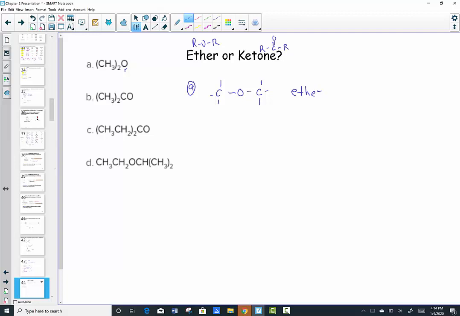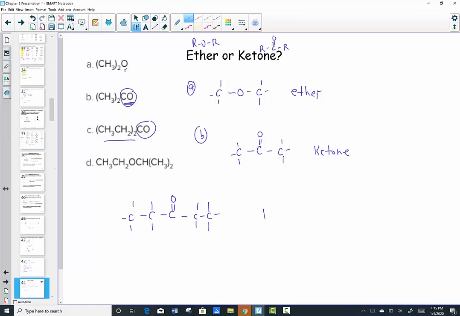Here's letter B. Notice that C is directly bonded to the O, so I have this functional group right off the bat, and on either side of them is a methyl group, a CH3. So just based on the carbon and oxygen being next to each other, they're bonded. So this, of course, is a ketone. Here I have a C double bond O, and then on both sides come out two carbon groups, CH3, CH2, in both directions. That would represent a ketone.